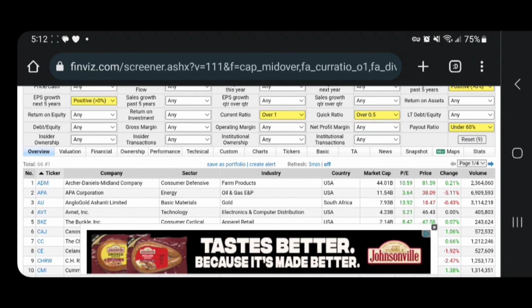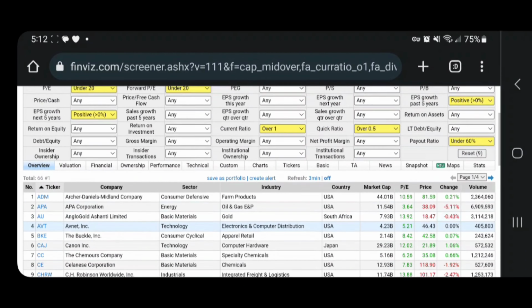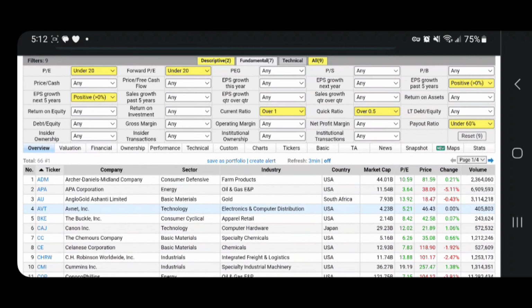So we are already at 66 stocks right now in this screener. So we already have whittled it down. We started out with hundreds of stocks.